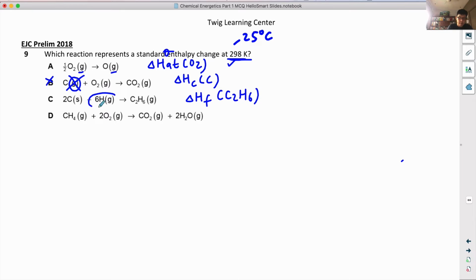But the only problem is this part here. So for formation of C2H6, you require H2 gas, right? Which is 3H2 gas and not 6H gas. Alright, so that's why this is also wrong.